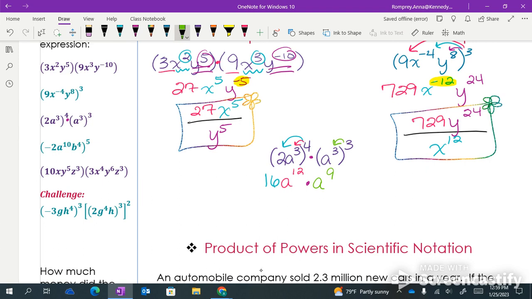And now that we just have a regular multiplication, MADSIM tells us to add. So the 16, that's my only coefficient. And then I look at my a's and just add them up. 12 plus 9, a to the 21st.